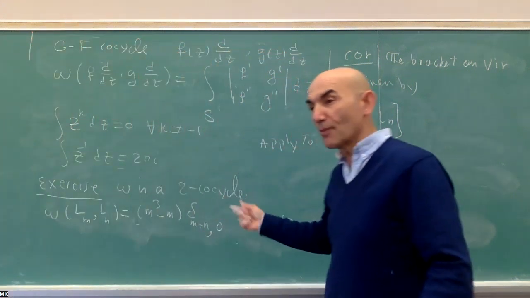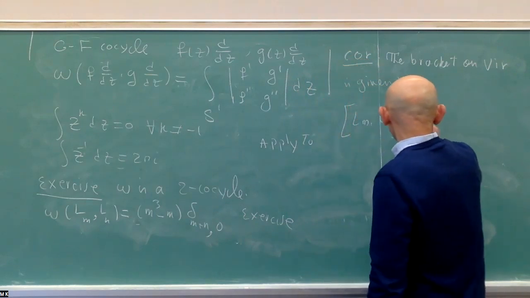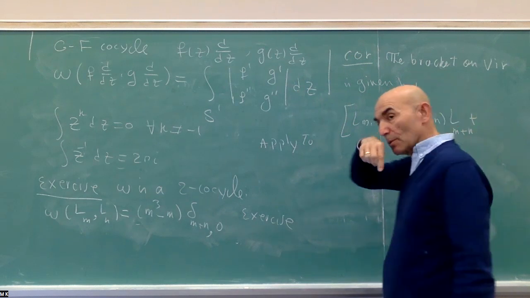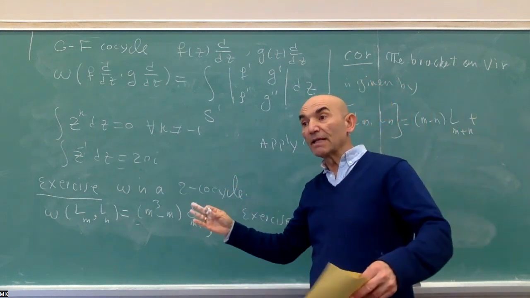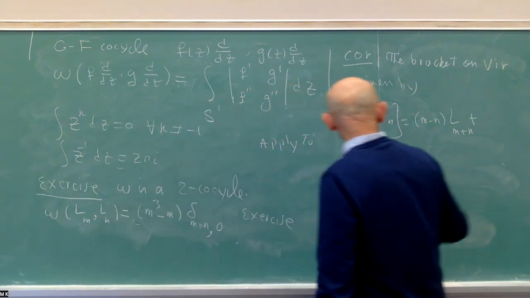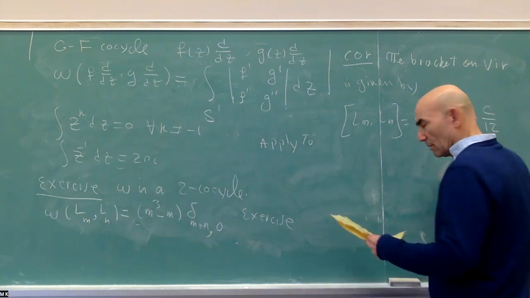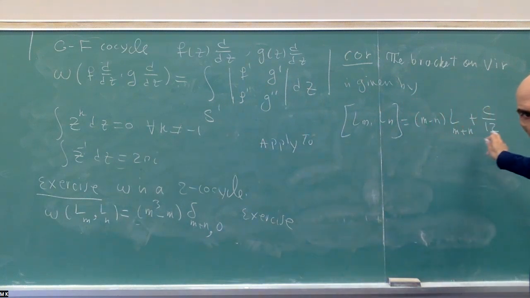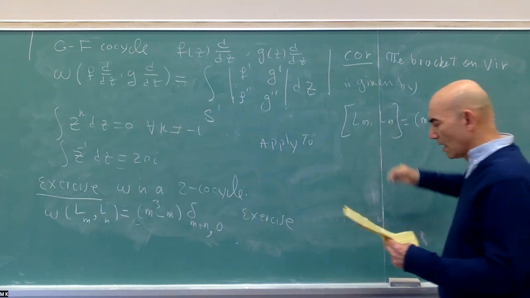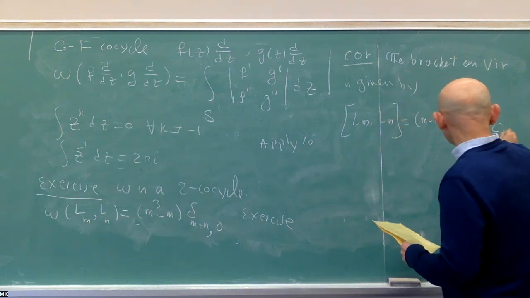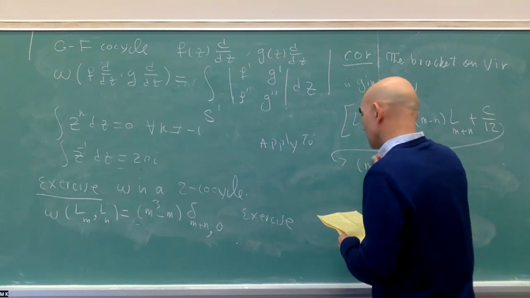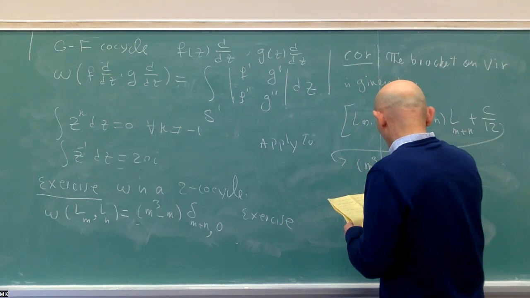So this is the old bracket, which we know what it is, which is (m minus n) L_{m+n}, right? Plus this central term modified by this coefficient, plus C over 12. It turns out to be, maybe I'll just write it here, C over 12, there is this term, which is, I put here, sorry, m cubed minus m, delta m plus n.